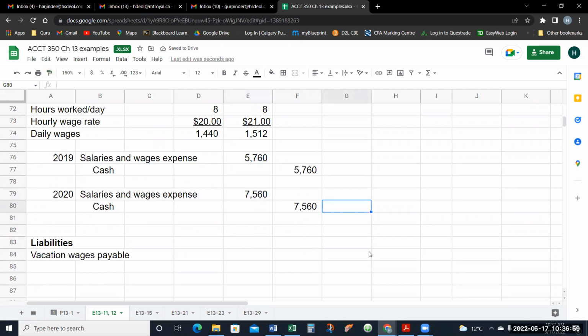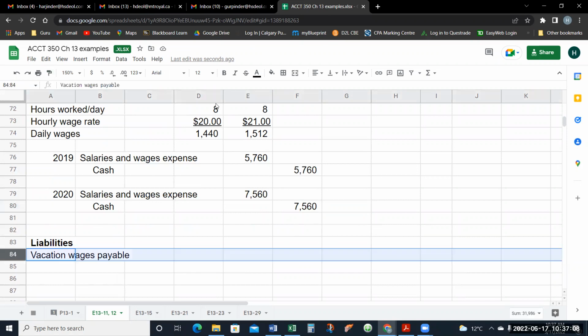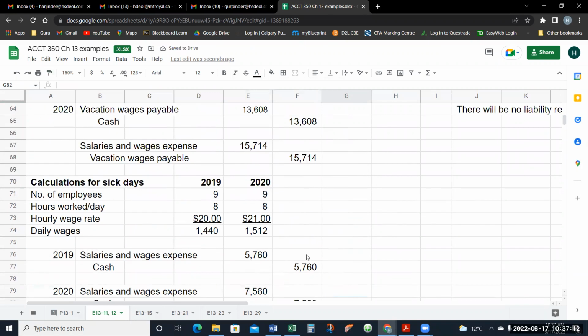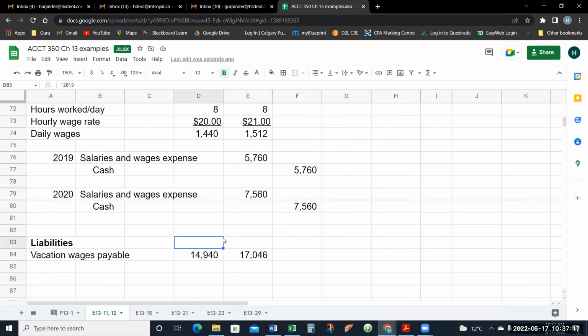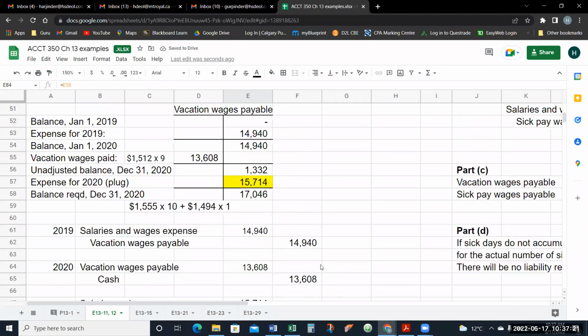And in terms of what is represented on the balance sheet, we'll only have a liability for vacation wages, and that will be for the year 2019, 14,940. And for the year 2020, the amount is going to be $17,046. That's coming from the T account that we have here.